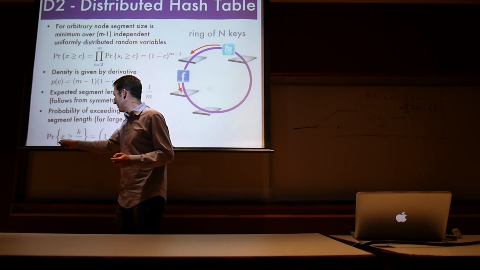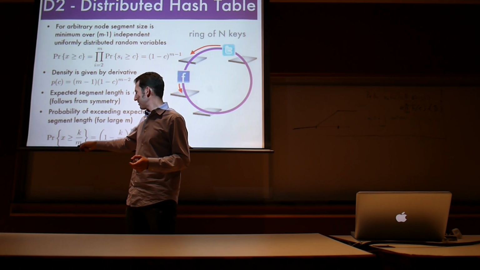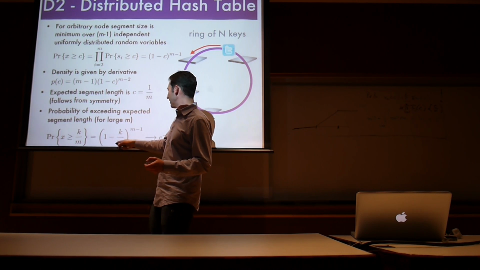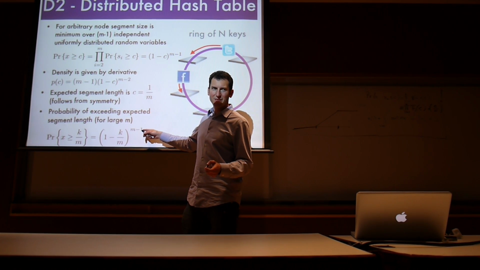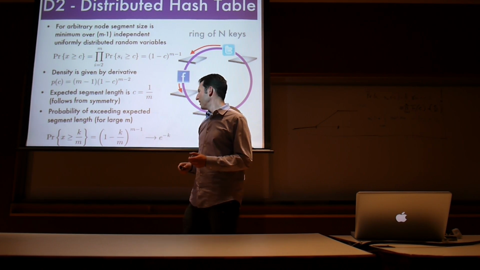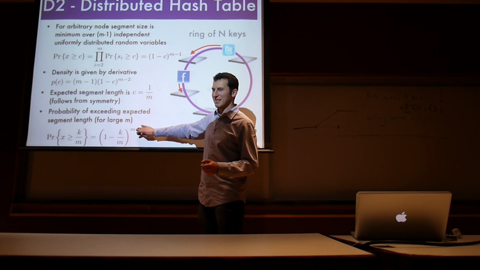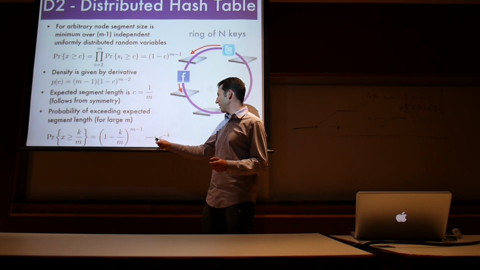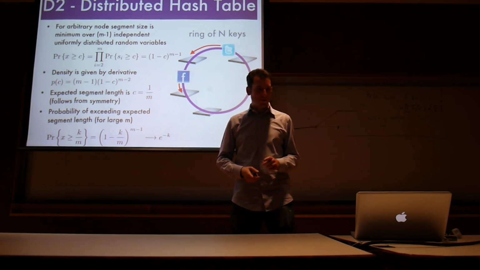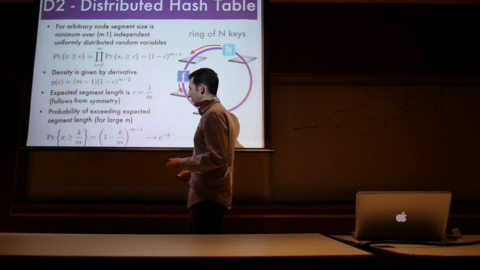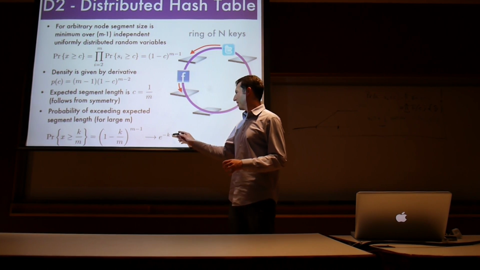So the probability that x is going to be greater or equal than k over m, so it's going to be k times larger than its expectation, is nothing else than (1 - k/m) raised to the power of m - 1. Right? Now, m minus 1 and m are really close, so let's just make that essentially m. Let's take m to infinity, and this works out to be e to the minus k. So in other words, the probability that my segment length is k times larger is bounded by e to the minus k.